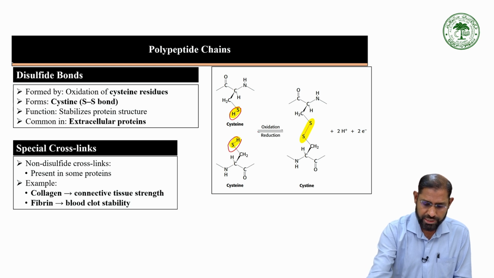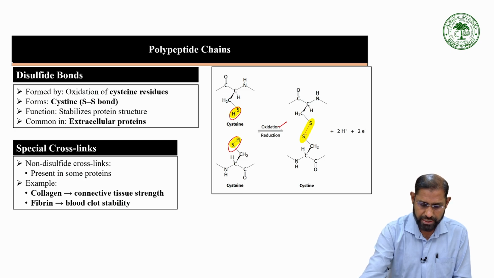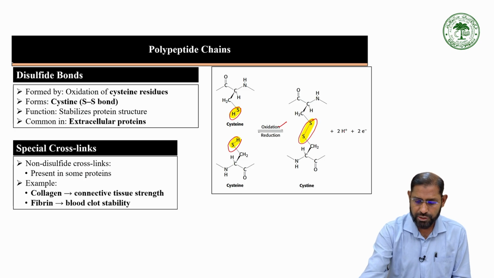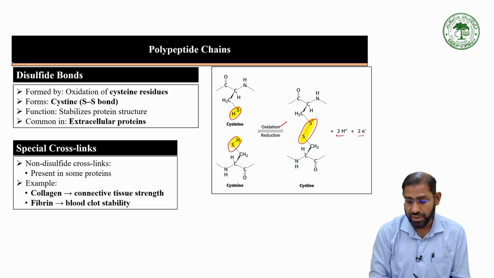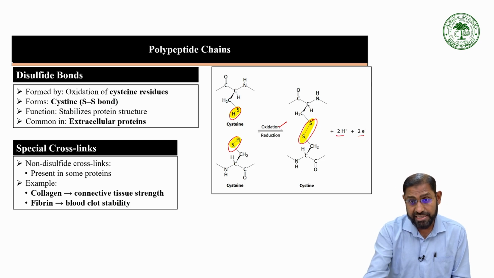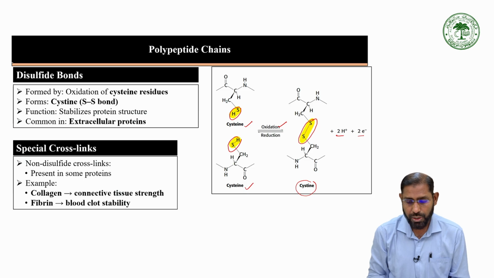Then they undergo an oxidation process, and they form a disulfide bond. This is a disulfide bond, and they release 2 hydrogen ions and 2 electrons. This is the oxidation process, and it is also a reversible process. This is reduction, and then they release the cysteines. This is cysteine and this is cysteine.